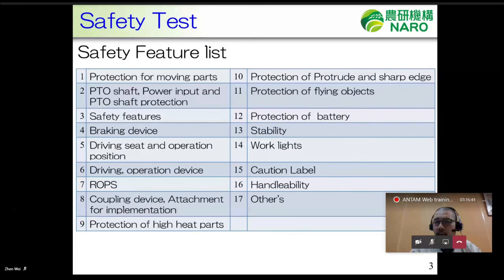This is the safety feature list in the safety test. So we have 1 to 17 numbers that we have to check on the safety test. We have protection for moving parts, PTO, ROPS, and others. Next slide, please.